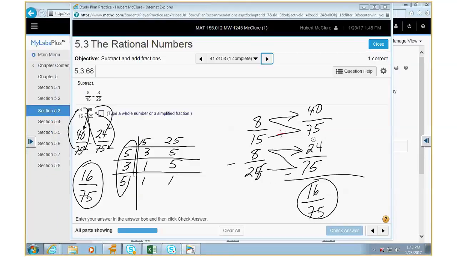Fifteen goes into 75 8 times, whatever that comes out to be. You know, 15 will go into 75 how many times? 5 times. 5 times 8 is 40. Or you might want to put goes into. There you go. 15 goes into 75 5 times. 5 times 8 is 40.